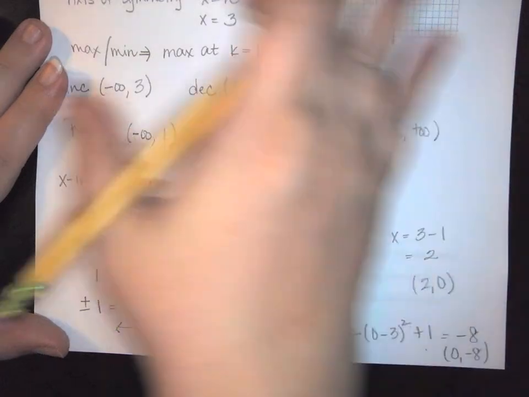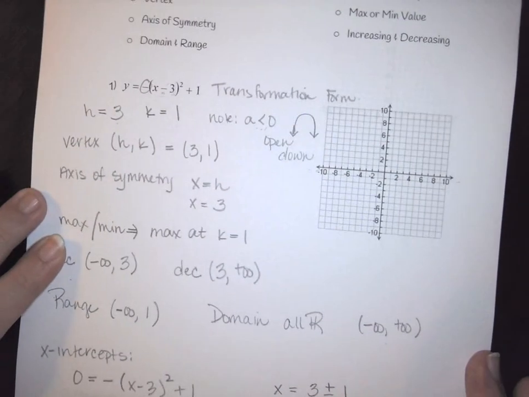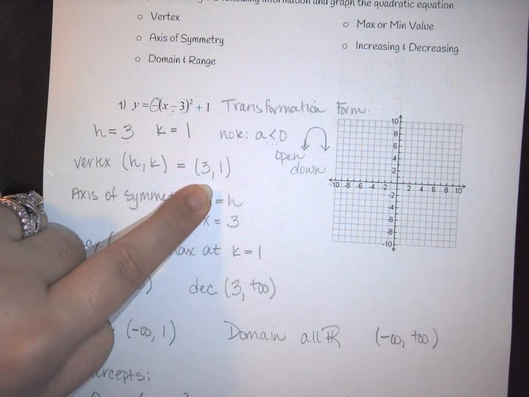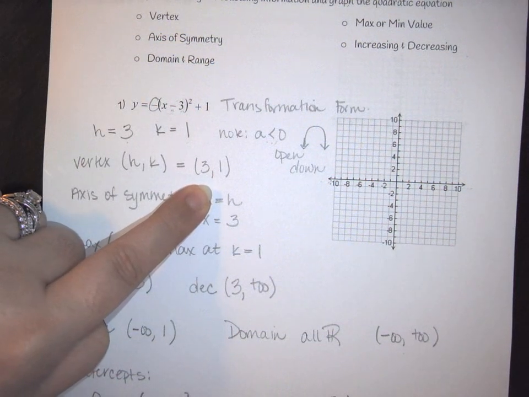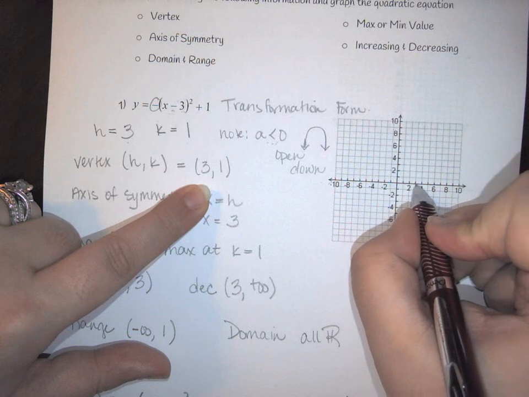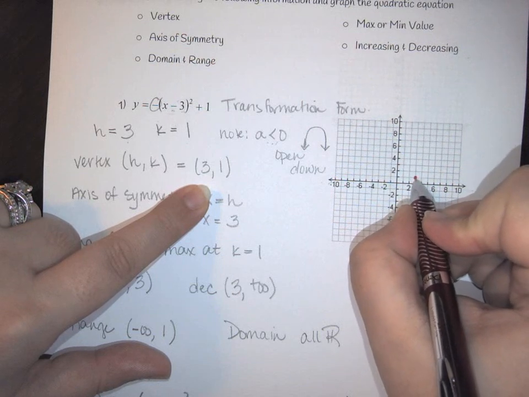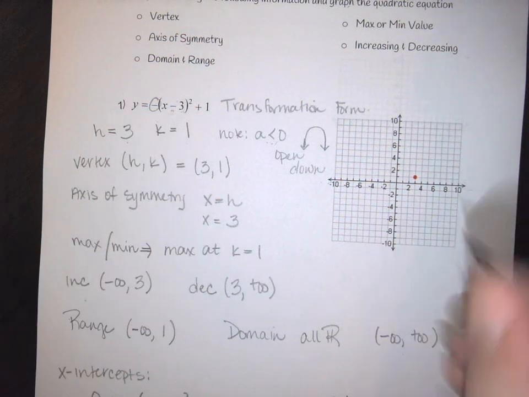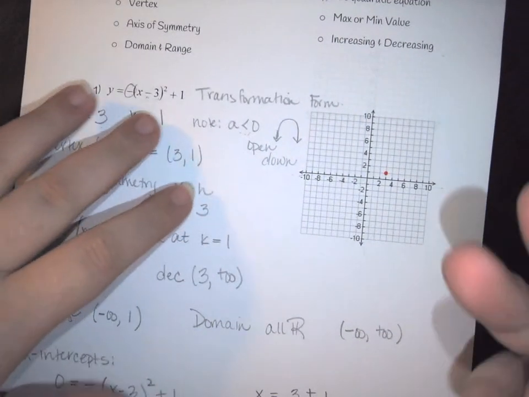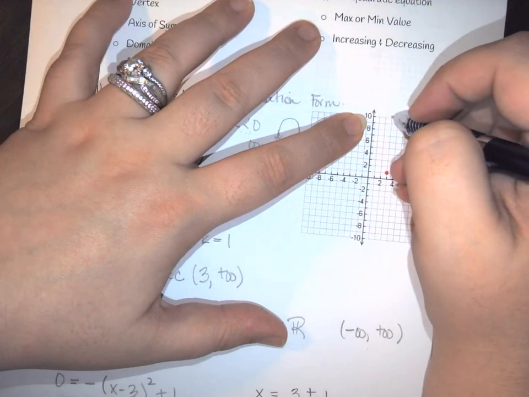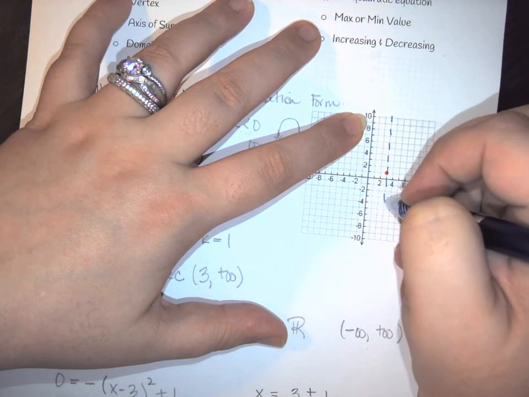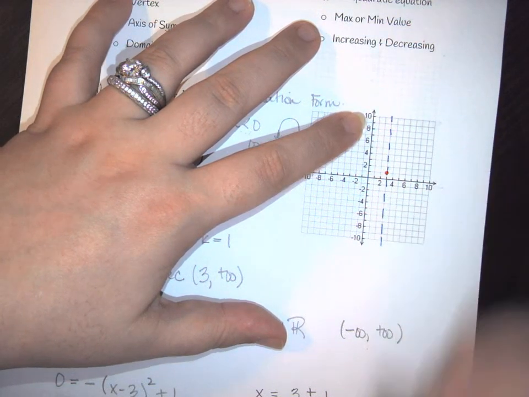Okay, so we've identified all the pieces and now we need to graph. Start with your vertex. My vertex here is at the point (3, 1), so I'm going to go over 1, 2, 3 and go up 1. You need to drop in your axis of symmetry line. To drop it in, you draw a dotted line that cuts straight through your vertex and is a vertical line.